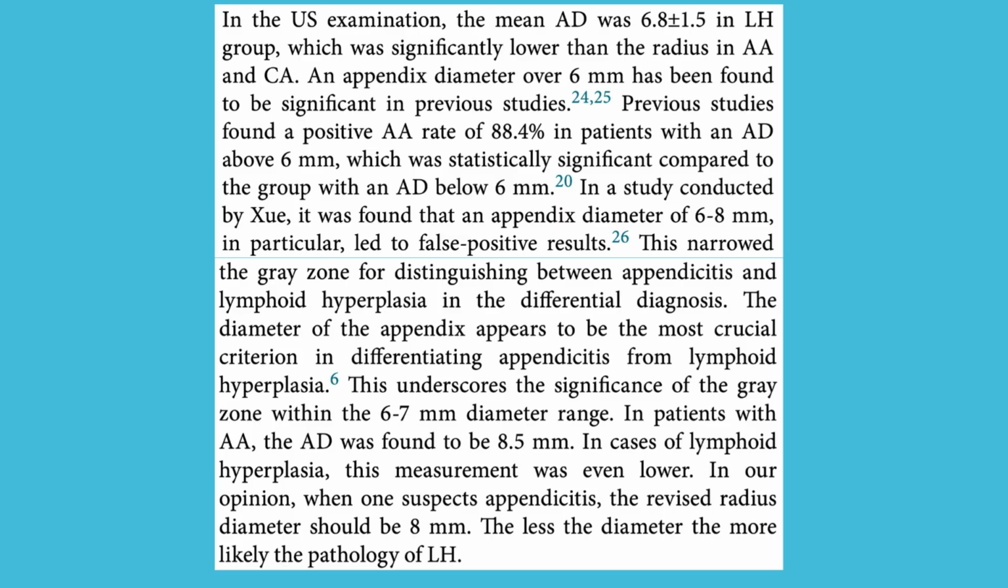In patients with AA, the AD was found to be 8.5 mm. In cases of lymphoid hyperplasia, this measurement was even lower. In our opinion, when one suspects appendicitis, the revised radius diameter should be 8 mm. The less the diameter, the more likely the pathology of LH.